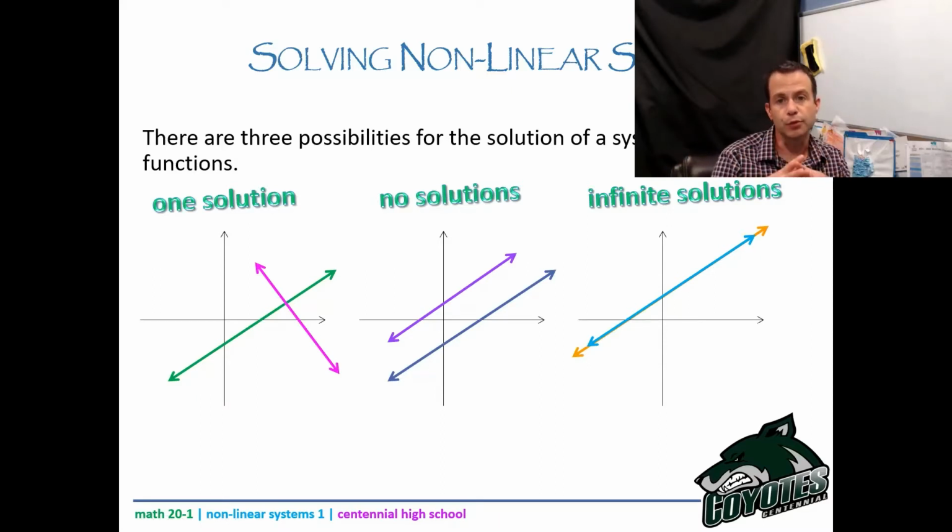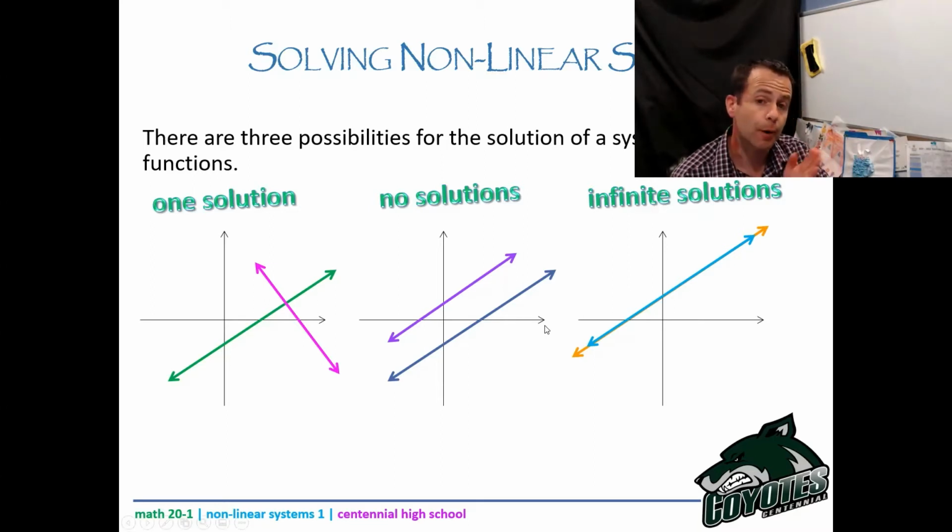Remember, we said that a solution is every point that satisfies both equations at the same time. Here, there's one point right there that satisfies both equations. Here, there's no points that satisfy both equations. There's lots of points that satisfy the purple equation, and there's lots of points that satisfy the blue equation, but there's no point that satisfies both at the same time. Whereas in the infinite solution case, because they're overlapping each other, every point on that line is a point that works in both equations at the same time.